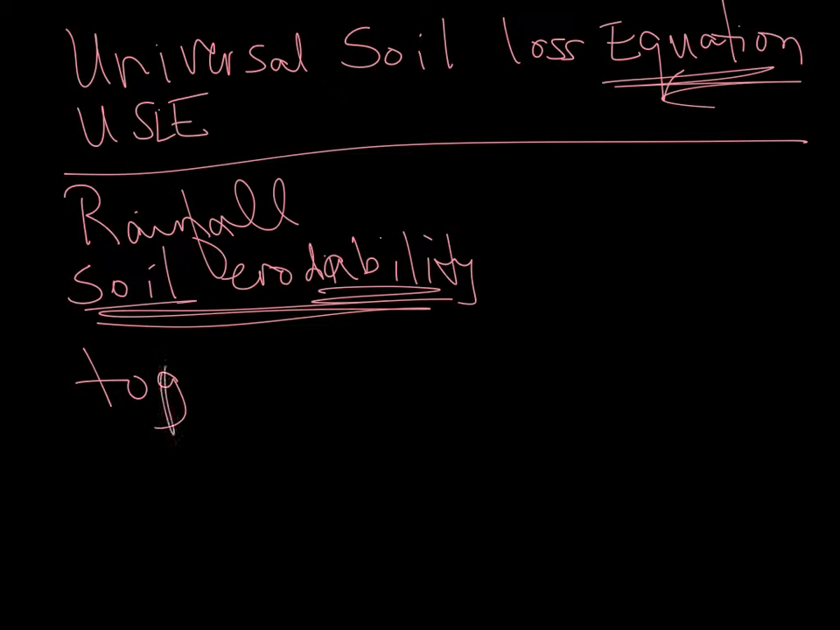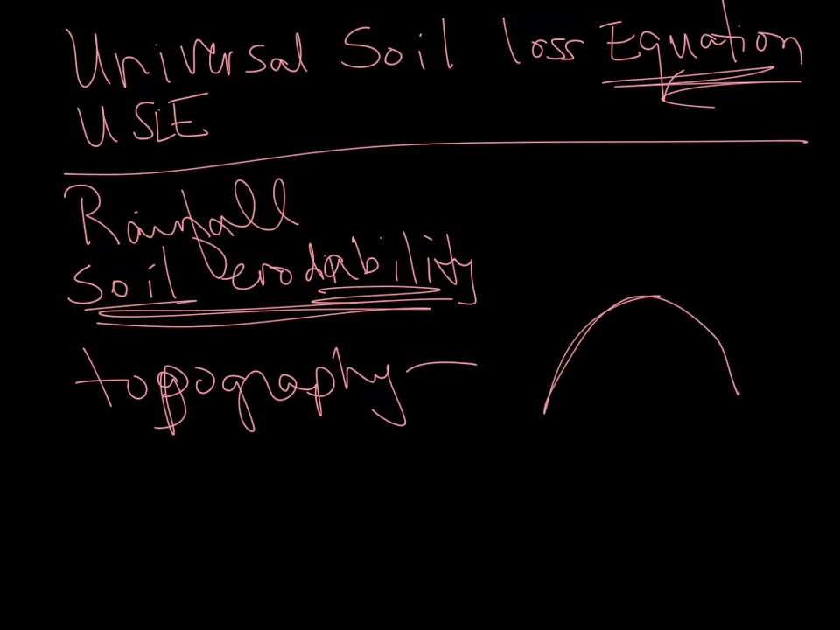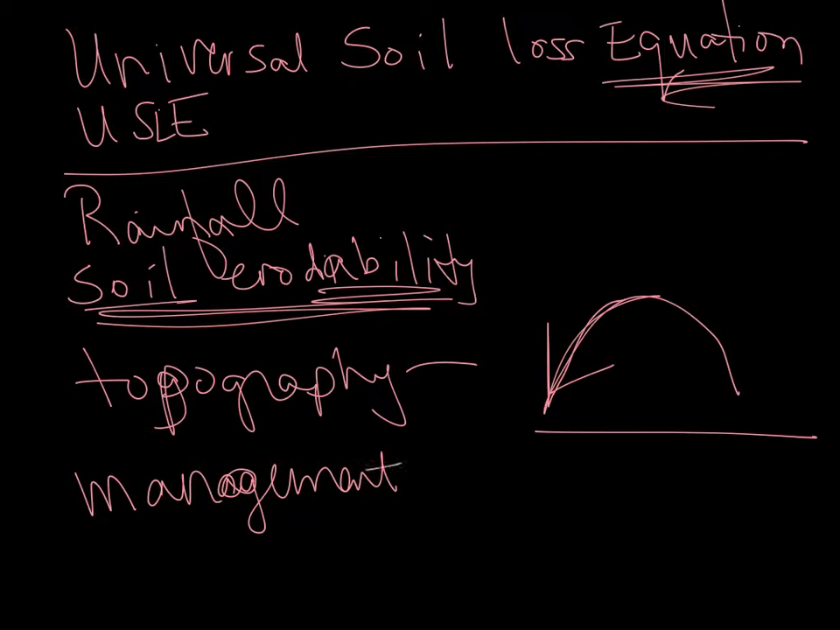Topography, if I can spell right, topography. Topography is going to be the slope of the land, and obviously if you're on a hill, that soil is going to erode down a lot easier than if the land was flat. Management factor. This is how smart are you with your land? What do you do with your land? Do you rotate your crops? Do you take care? When you plant, do you plant with the contour of the land?